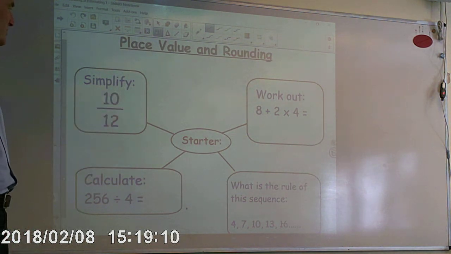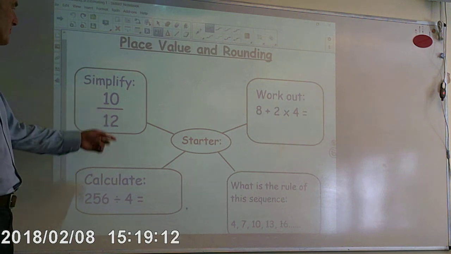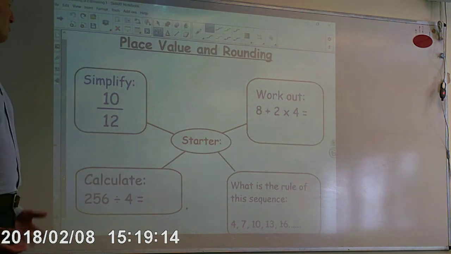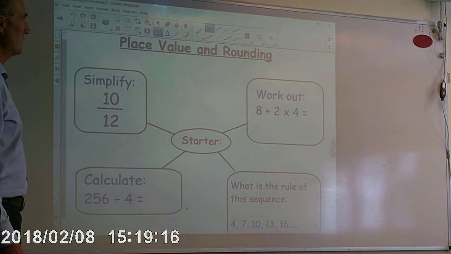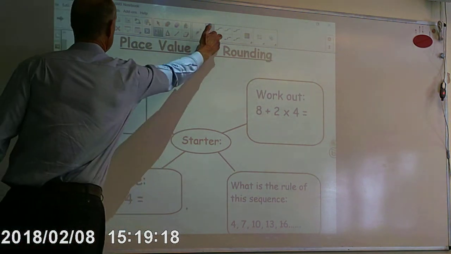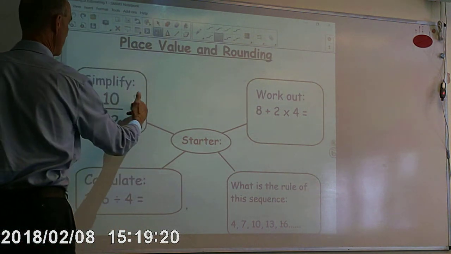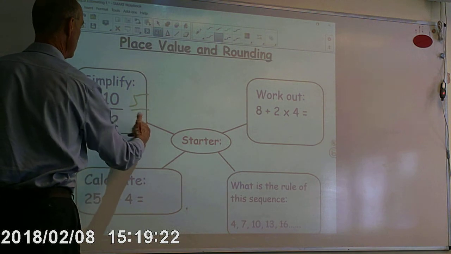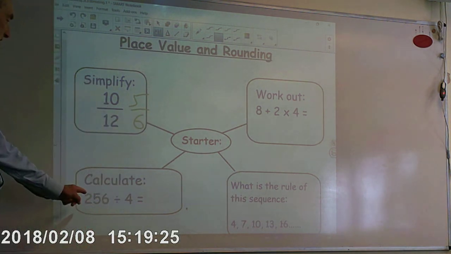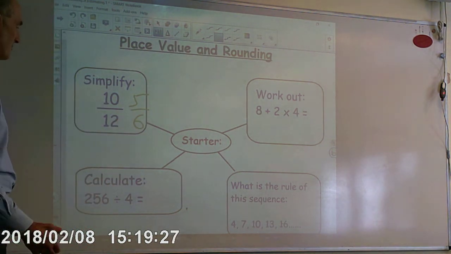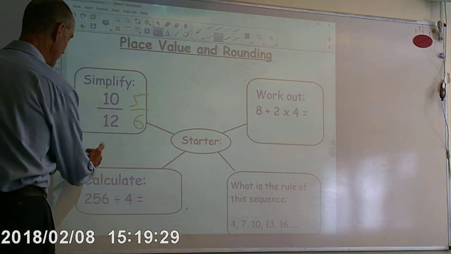10 over 12, how can we simplify it? What number goes into both 10 and 12? 2, nothing else that I know of. So if we want to simplify that, we would simplify it to 5 over 6. Calculate 256 divided by 4. Bus stop method if we want to do it.